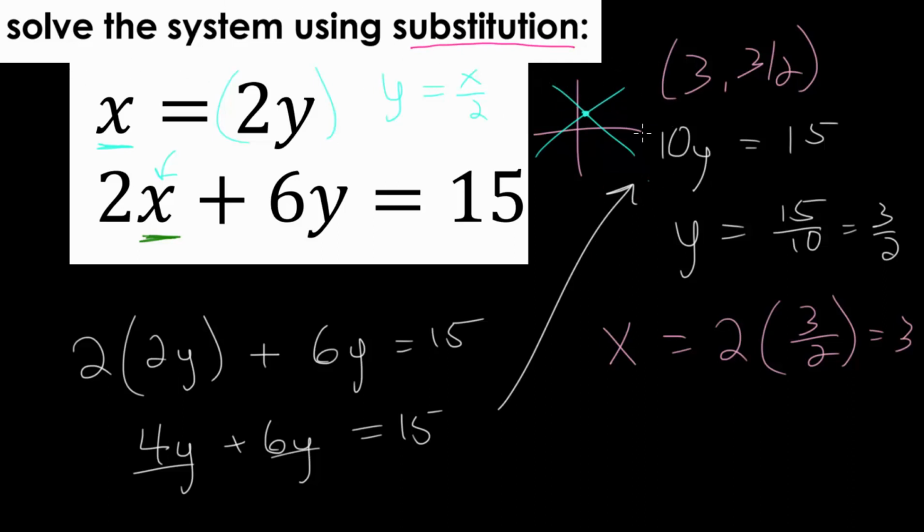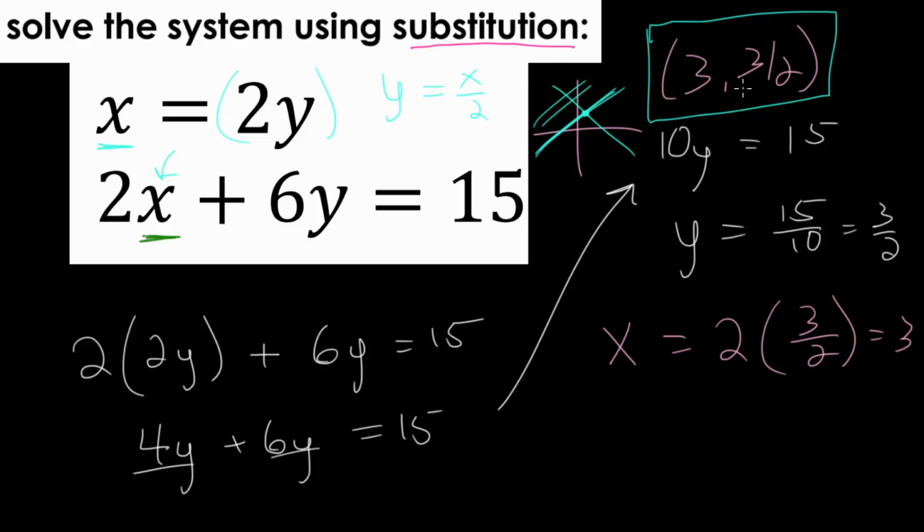We're just finding where these two lines, when we graph them, actually cross each other. And sometimes you don't get an answer. Sometimes the lines are parallel. Sometimes you get an infinite amount of answers if the two lines are on top of each other. But in this case, we found a specific coordinate point, which means that the two lines intersect at one point.